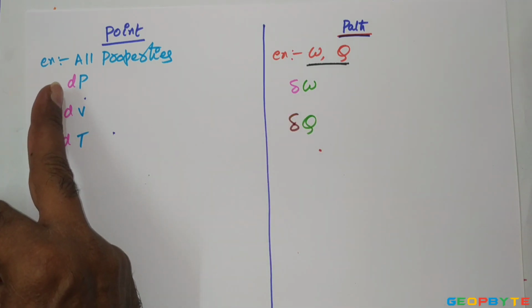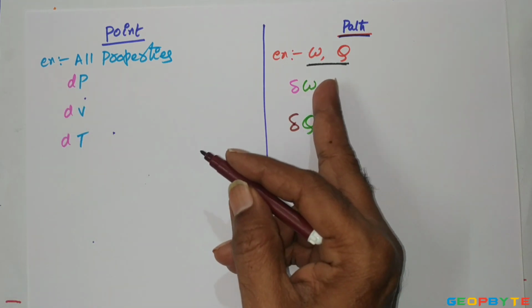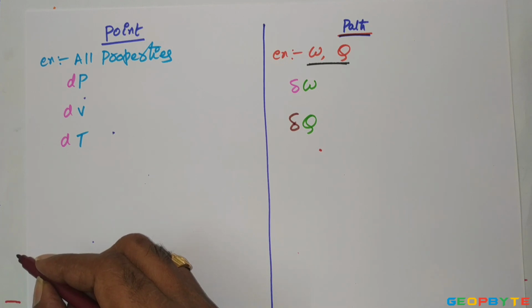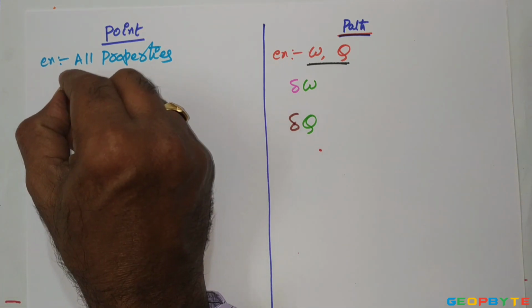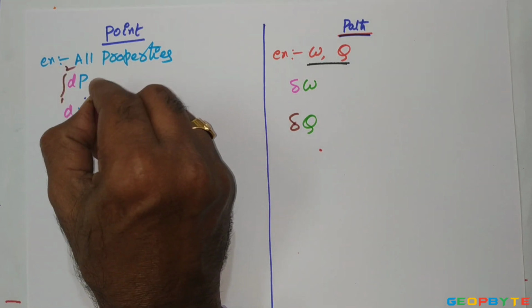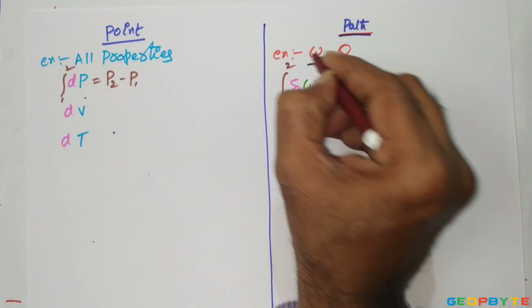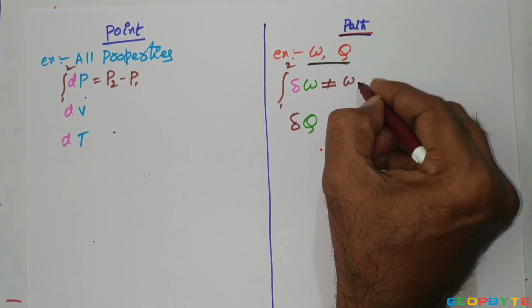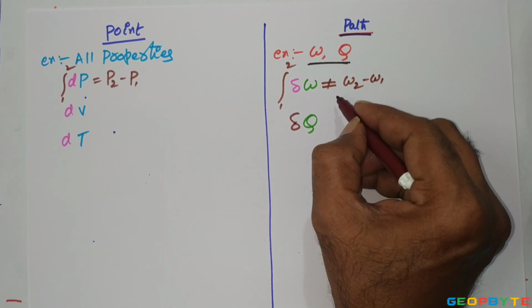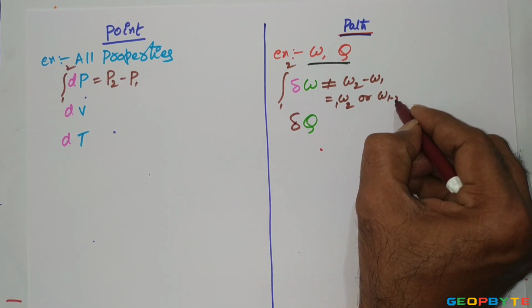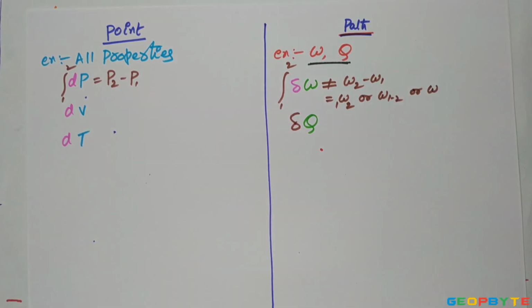Second difference is point function quantities are also called exact differentials. Path function quantities are also called inexact differentials. One more difference is all point function quantities can be written by their difference. It is like this: integral 1 to 2 dp can be written as p2 minus p1. But integral 1 to 2 del w should not be written as w2 minus w1. But it can be written as w1-2 like this, or simply w.